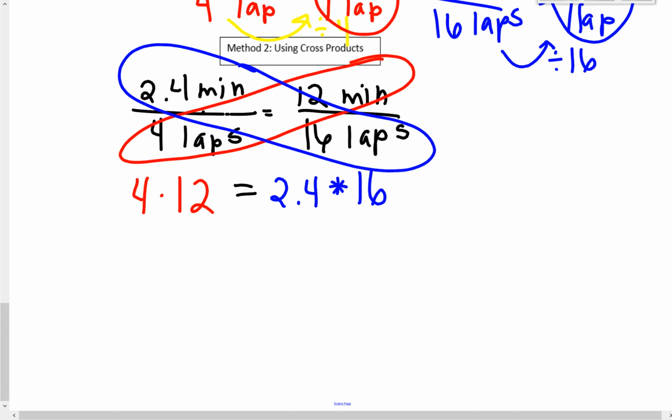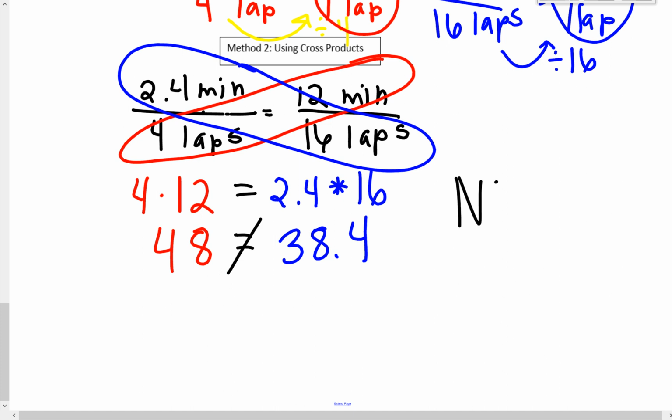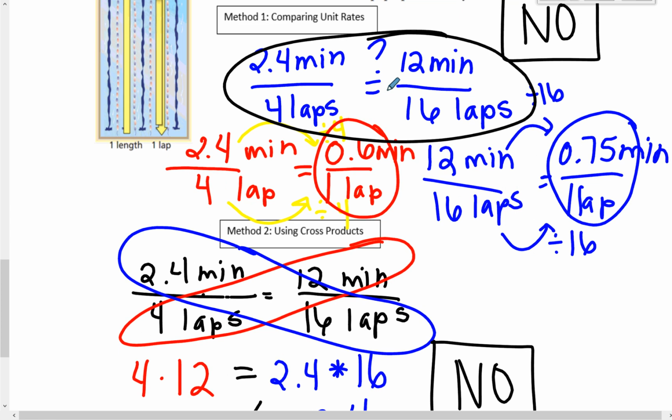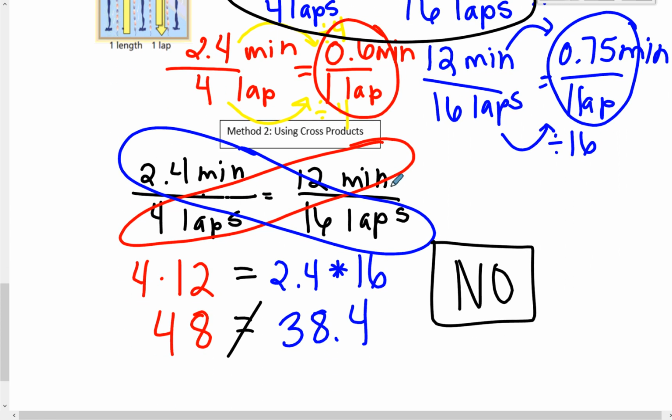So now all I have to do is use my calculator and do 4 times 12, which if we don't already know, 4 times 12 is 48. And that should be equal to 2.4 times 16. So now we can take our calculator and take 2.4 times 16, which is 38.4. Since these are not equal to each other, they are not proportional. See how that was a lot less work than doing the unit rates? Sometimes it'll be faster to do other methods than cross products, but this is the most universal way of solving proportions that we know.